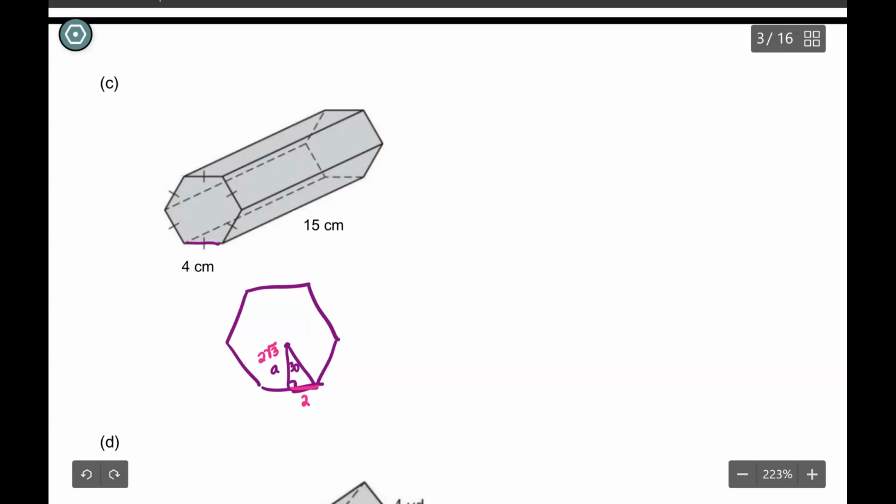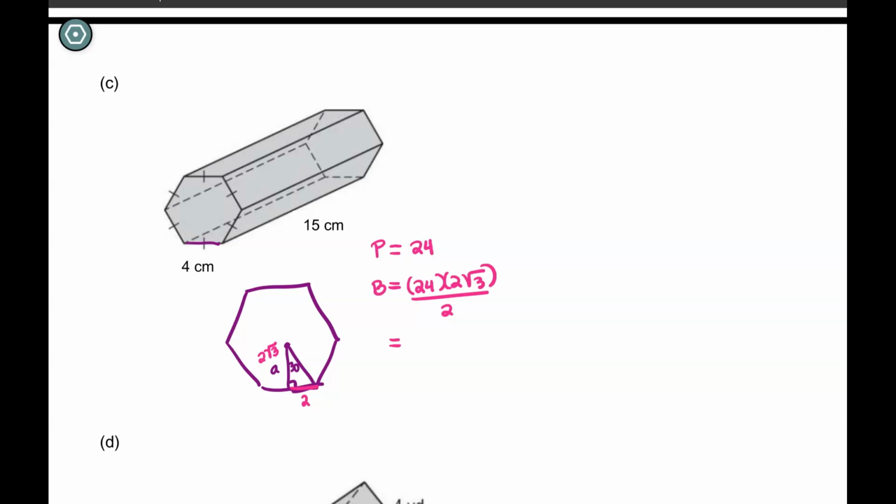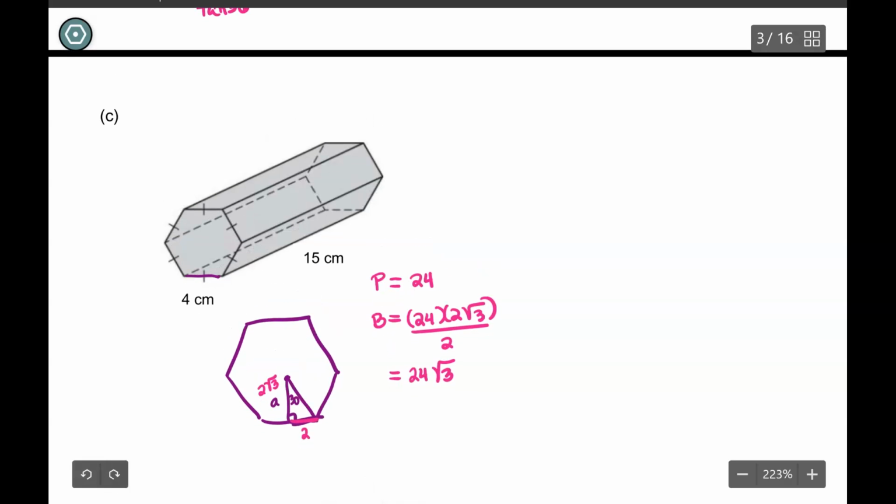Okay, so we have the perimeter of the base, so that'll be 4 times 6, which is 24. The area of the base will be the perimeter times the apothem divided by 2. So for that, we're going to get 24√3. You can plug that into your calculator now, or we could do that later. So we have our area of the base, we have our perimeter. Next, our height. The height has to be the distance between the two bases, so that's going to be 15.